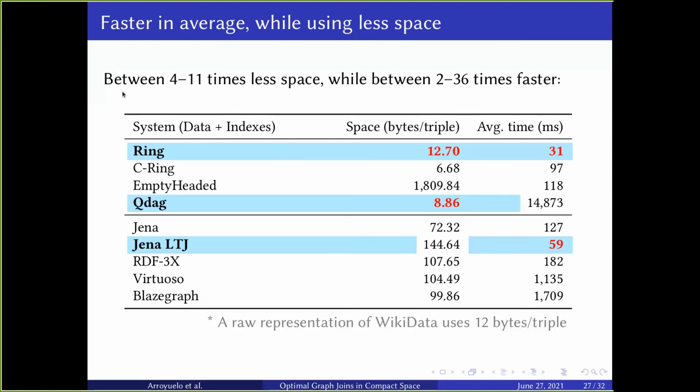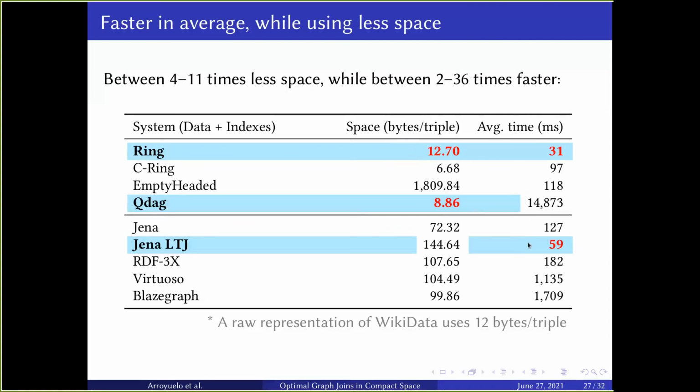We could confirm that the ring uses between 4 and 11 times less space, while at the same time being between 2 and 30 times faster, depending on the point of comparison. Note, for instance, that while we are not the solution that uses the least space, in this case QDAG uses even less space than the ring, QDAGs are quite unstable, especially on queries like large paths, because of the exponential constant in the running time of the query evaluation.